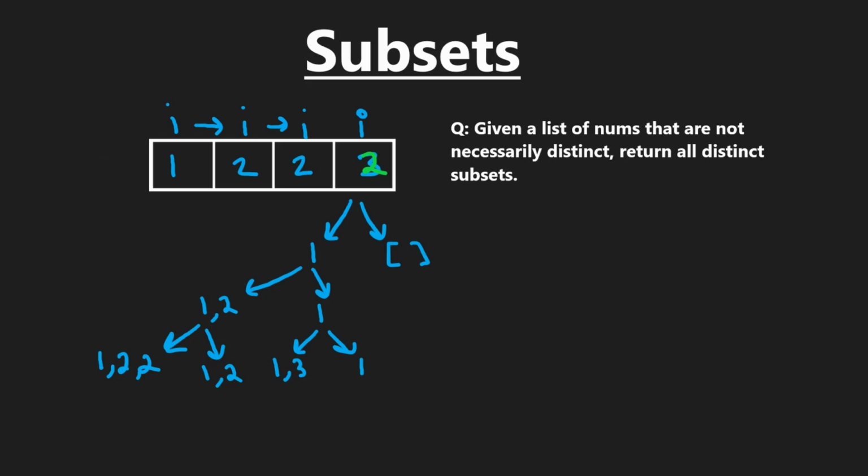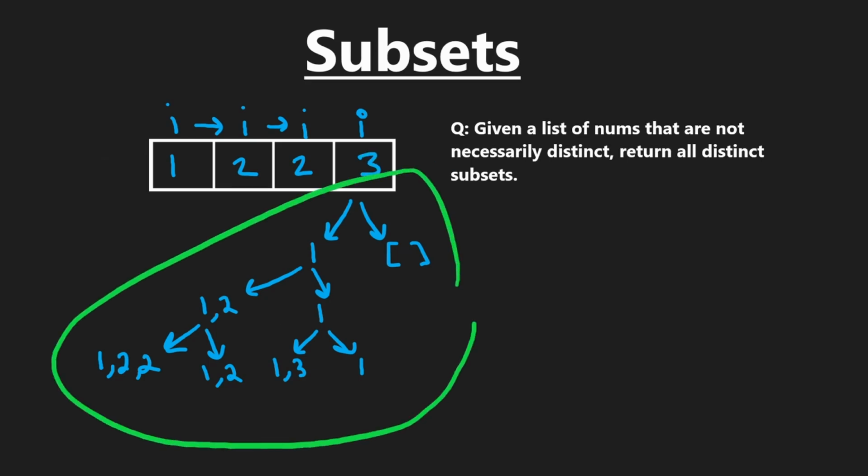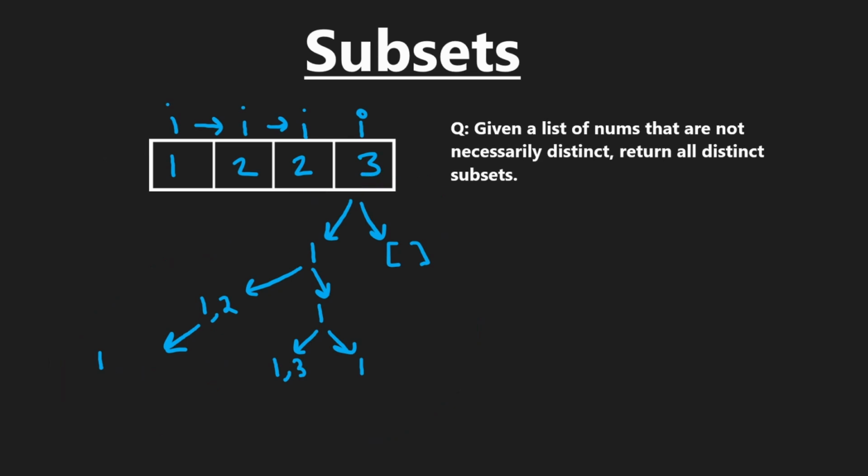So it's very similar to the first subset problem, but it's definitely not the type of thing you could easily come up with by yourself. So it's very helpful to have seen this before. It's definitely a common pattern that can come up in a lot of backtracking problems. Let's take a look at the code now.